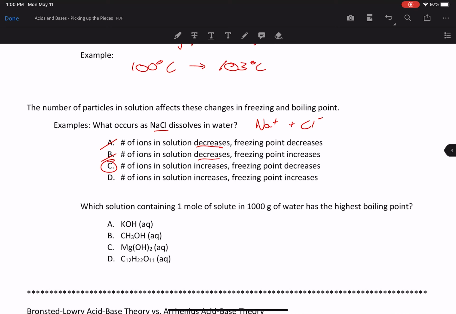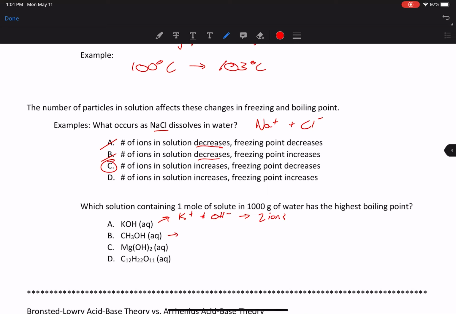Which solution containing 1 mole of solute and 1,000 grams of water has the highest boiling point? So again, the number of ions in the solution will affect how high the boiling point can reach. So potassium hydroxide, this does break apart and form ions. This forms K+ and OH-. So that's 2 ions in solution.